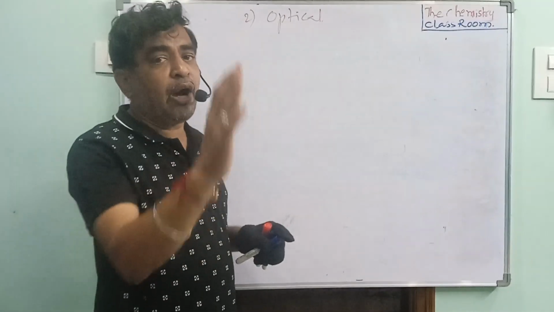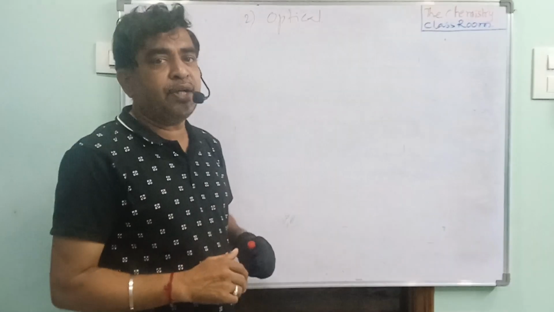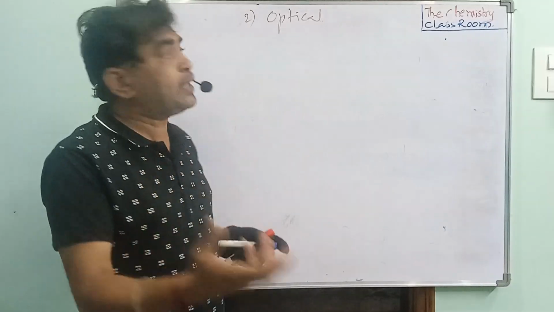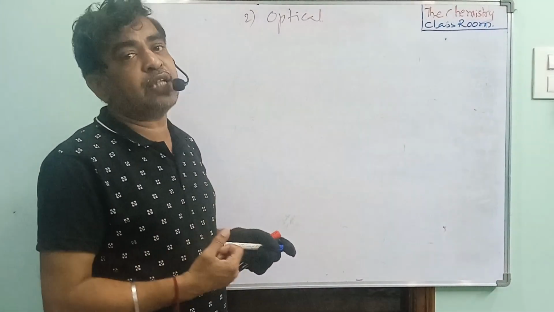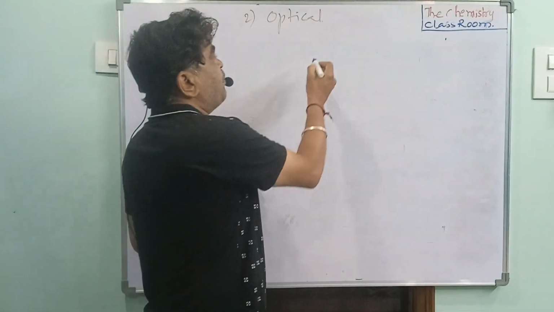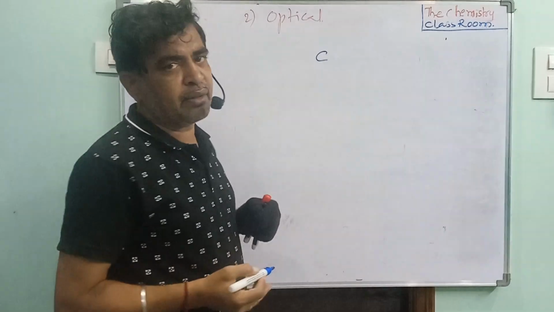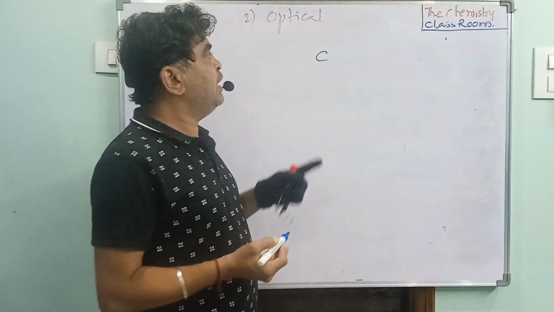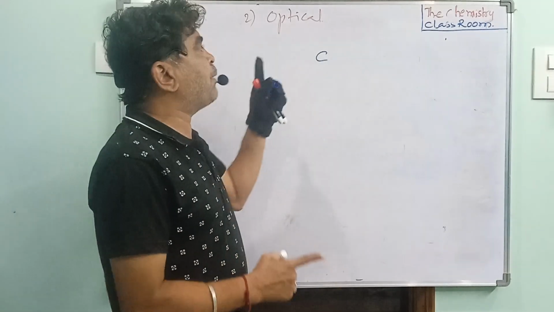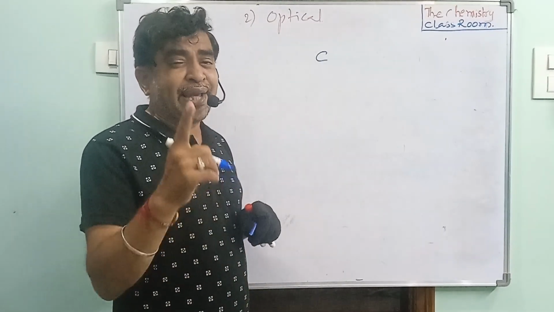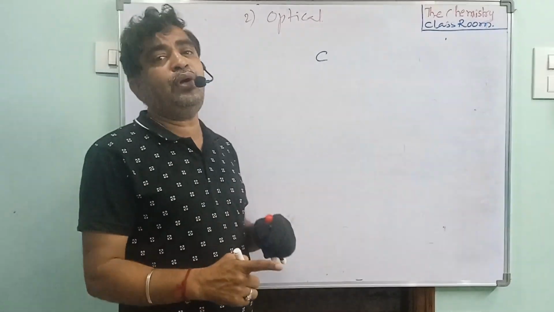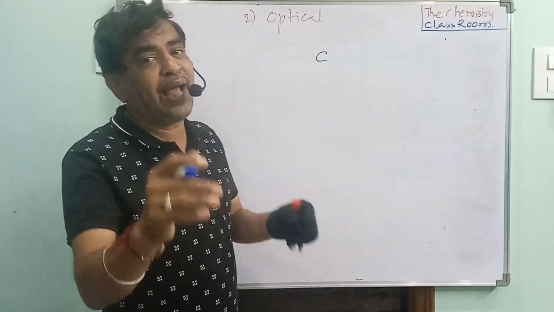Before the rotation of optical light, we discuss which compounds perform optical isomerism. What is the condition? It should be an asymmetric carbon, and that carbon is called a chiral carbon. If you have at least one chiral carbon in the compound, only then does that compound perform optical isomerism.